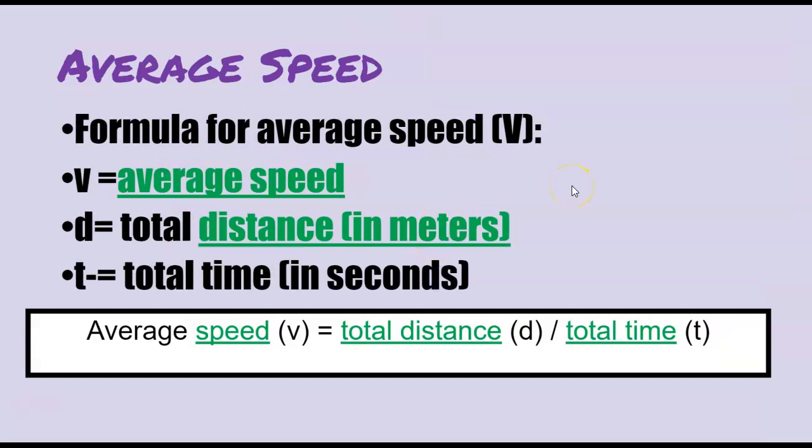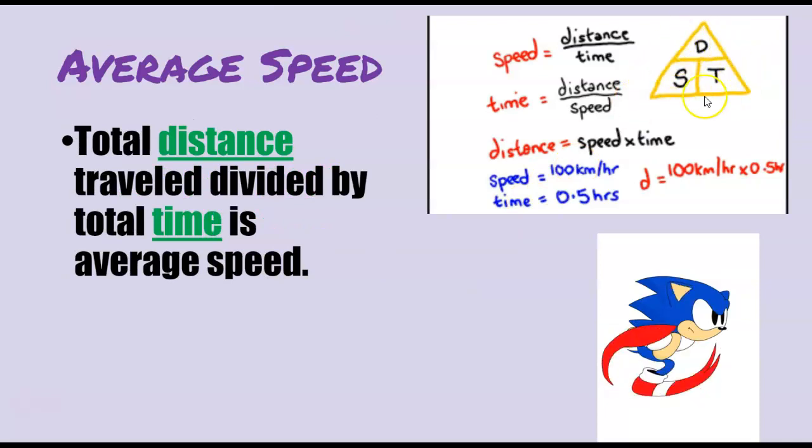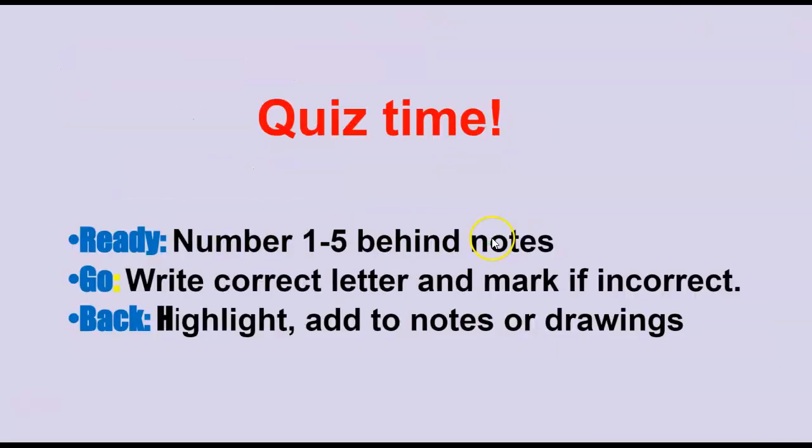All right, so the formula for average speed is V, which is your average speed. So instead of S equals D over T, you're going to have V equals D over T. Don't worry too much about this. Really focus and remember S equals D over T. What I would highly suggest you do is copy this down in your notes so you have it.